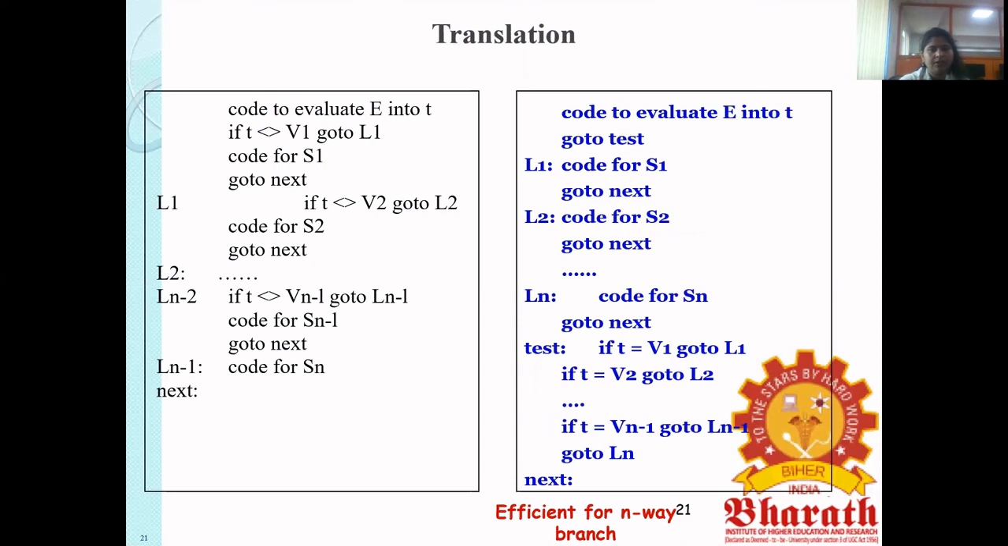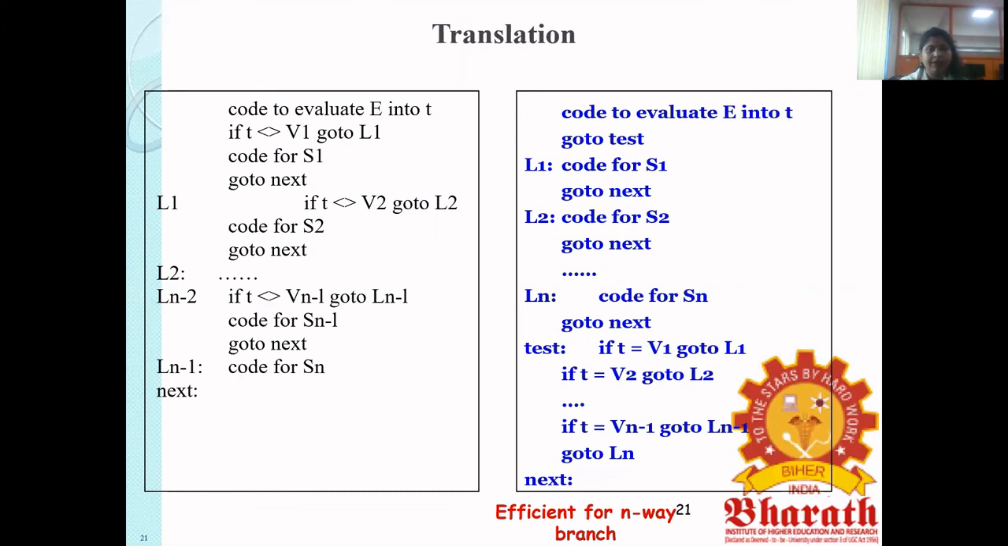Next translation. Here: code to evaluate E into T. If T is V1, go to L1. Code for S1, go to next. If T is V2, then go to L2. Code for S2 and go to next. The same will execute for L1, L2 and everything, and finally it will come to Ln minus 2. If T is Vn minus 1, go to Ln minus 1. Code for Sn minus 1, go to next. Code for Sn. Next.